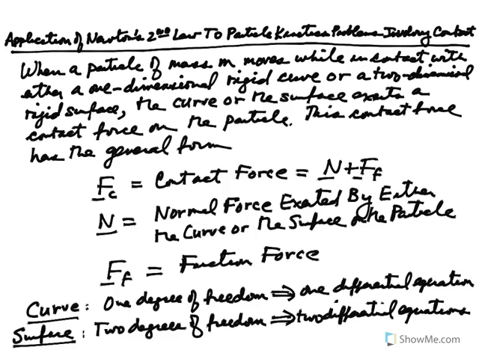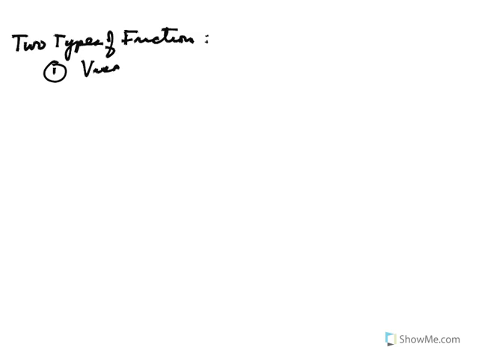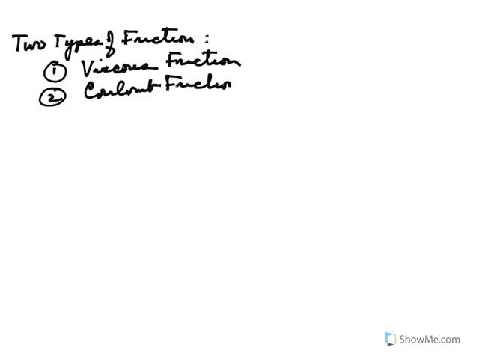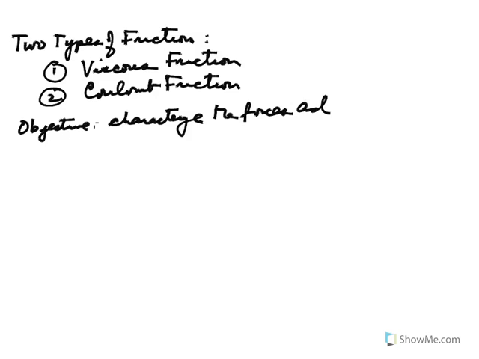Now, in either a curve or a surface, if a particle is moving in contact with a curve or a surface, we have two different types of friction. So, 2 types of friction. The first type of friction is viscous friction, and the second type of friction is Coulomb friction. So the objective is to characterize the forces and determine the differential equations of motion.